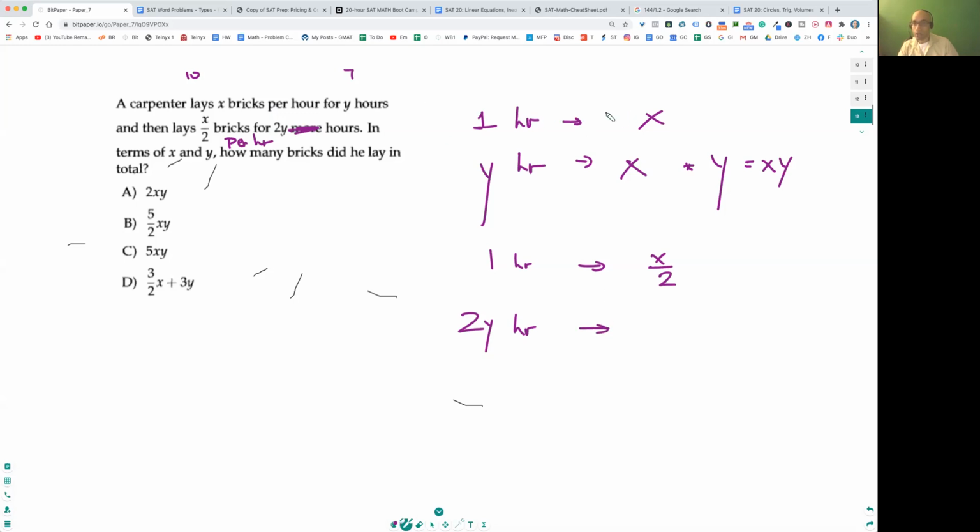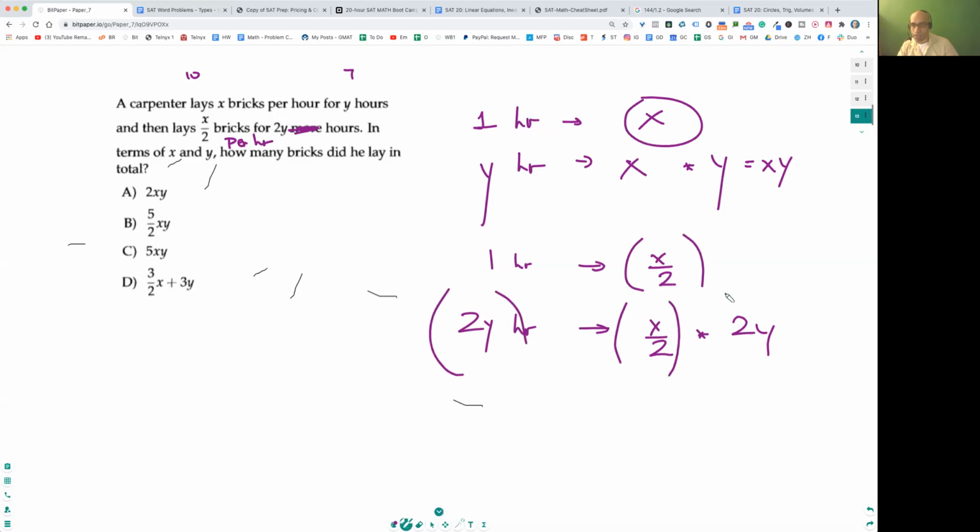Remember what you did here. You had x bricks for 1 hour, and then y hours, you just multiply these two numbers, right? The same way you're going to multiply x over 2 times 2y. Don't worry what this x over 2, etc. is. Just copy this guy here, copy this guy here, right?